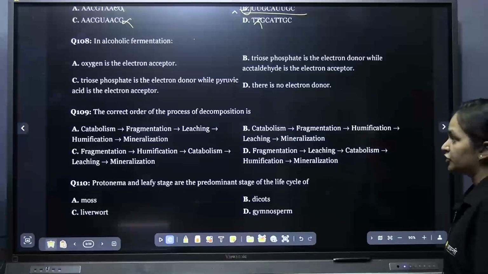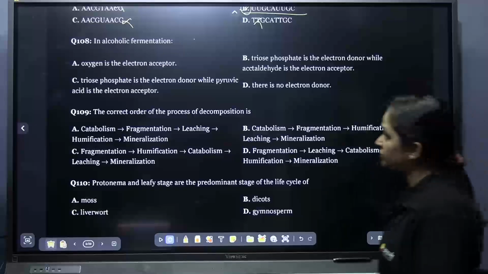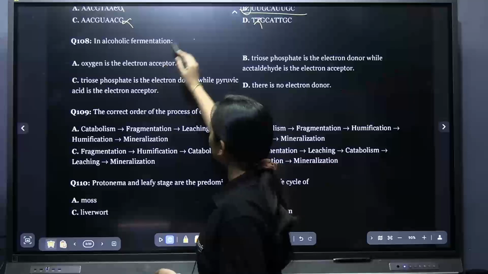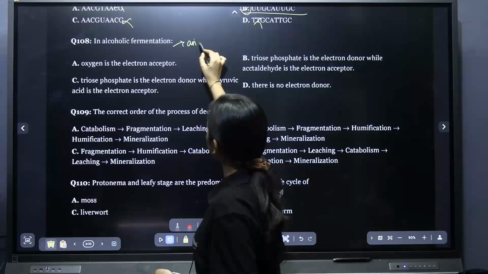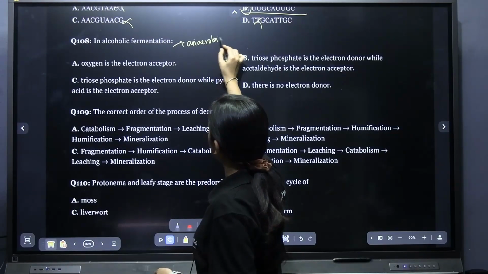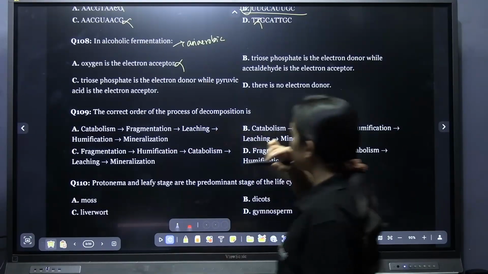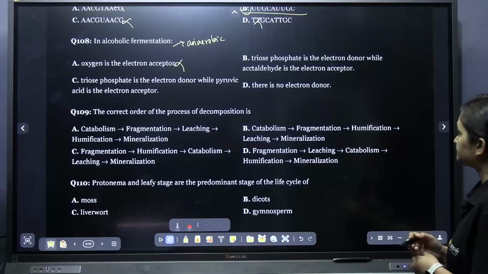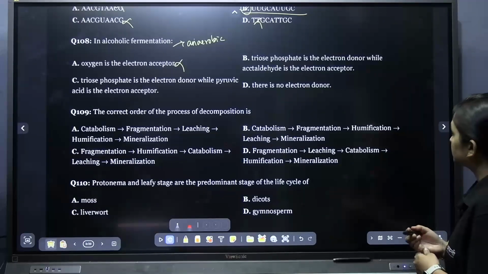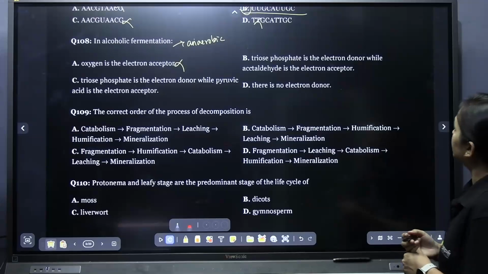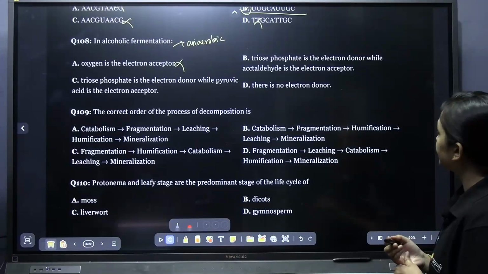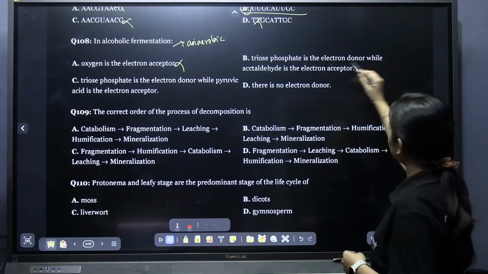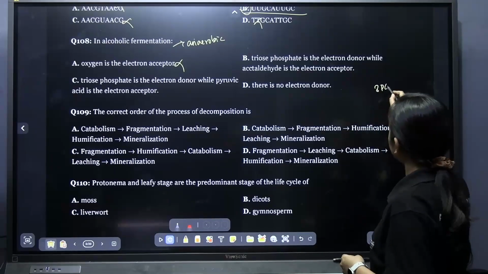In alcoholic fermentation, oxygen is the electron acceptor. Alcoholic fermentation is anaerobic, so there is no oxygen. Oxygen cannot be the last electron acceptor. Triose phosphate is the electron donor, while acetaldehyde is the electron acceptor. Yes, that is correct, right? Because triose phosphate, that is 3-PGA.